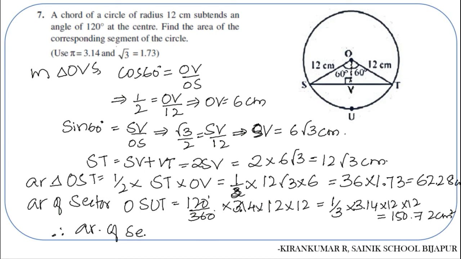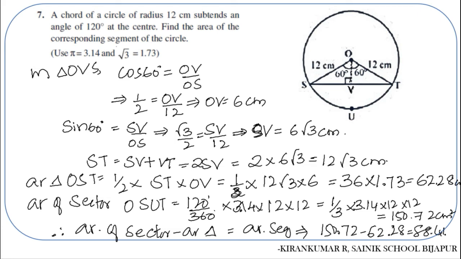Therefore, area of sector minus area of triangle will be equal to area of segment. So area of segment is 150.72 minus 62.28. We get it as 88.44 centimeter square.